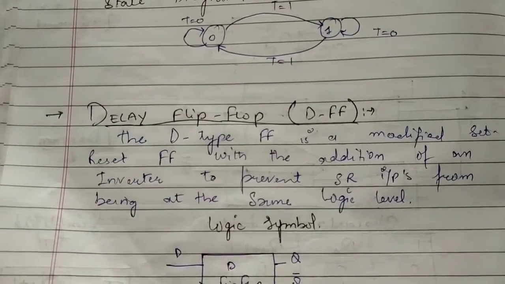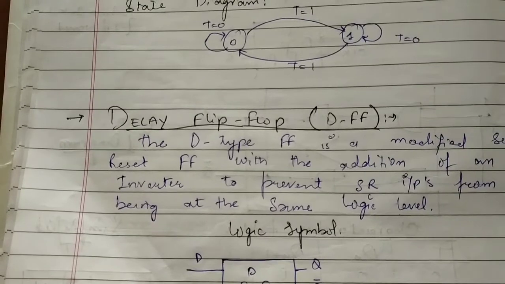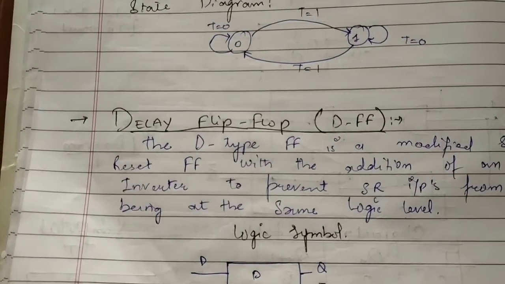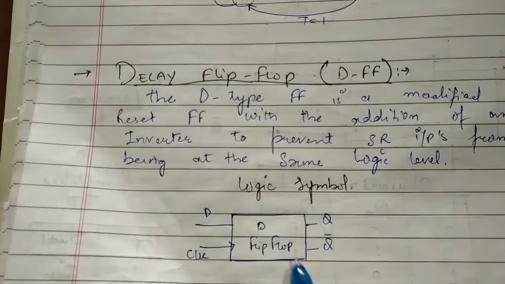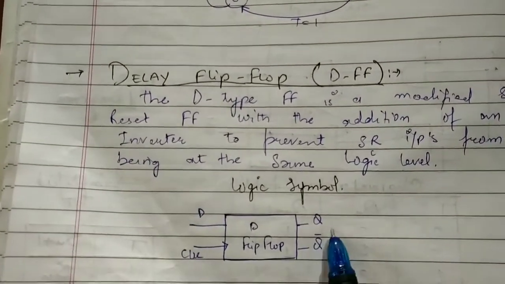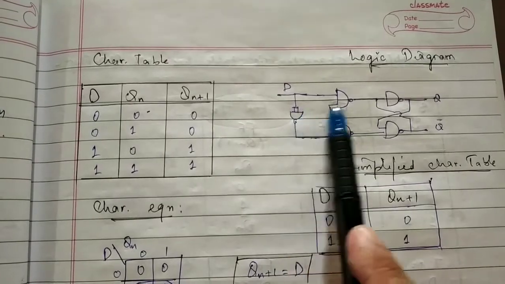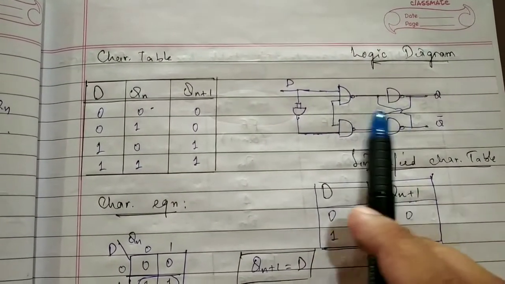A D flip-flop is used to delay the change of state of its output signal Q until the next rising edge of a clock timing input signal occurs. Usually the logic symbol of the D flip-flop is shown here. It has a D input, a clock, and the outputs Q and Q bar. Its logic diagram is shown: it has two input NAND gates and a latch.